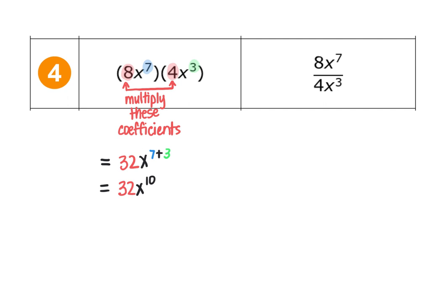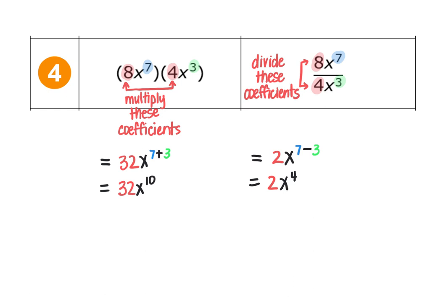The second part of this question has 8x to the power of 7 divided by 4x to the power of 3. As when we multiplied, we're going to need to deal with the coefficients first. So we'll do 8 divided by 4. This will give us 2. For the power part of our answer, we'll have x to the power of 7 subtract the 3. This will give us x to the power of 4. So altogether, we'll have 2x to the power of 4.